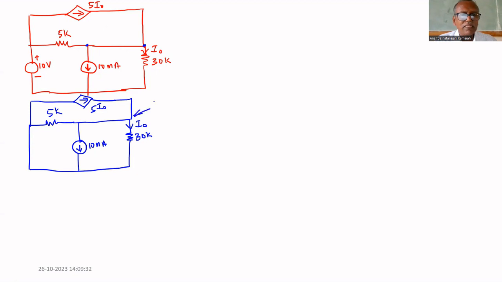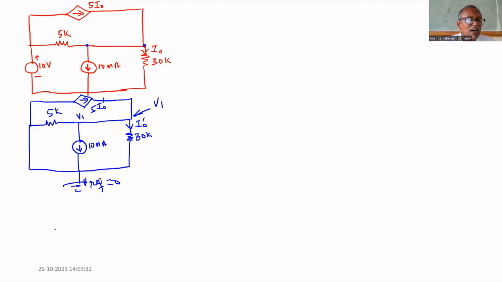Let us call this V1. This is another node. This is also V1, because they are at the same potential. This is also V1. So this is V reference, reference equal to 0. Now we have to find V1. If you find V1, we can find I0 dash. I0 dash means we are considering the first source, only 10 milliampere. So we have to find V1.